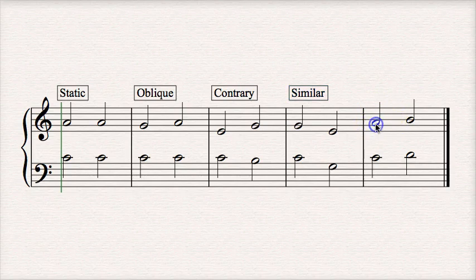Now, the fifth and final type is known as parallel motion, in which they're moving by the exact same distance in the same direction. So in this case, the upper voice is moving up by a major second, and the lower voice is also moving up by a major second. So the interval right here between the two voices remains exactly the same because they're moving by the same distance in the same direction.